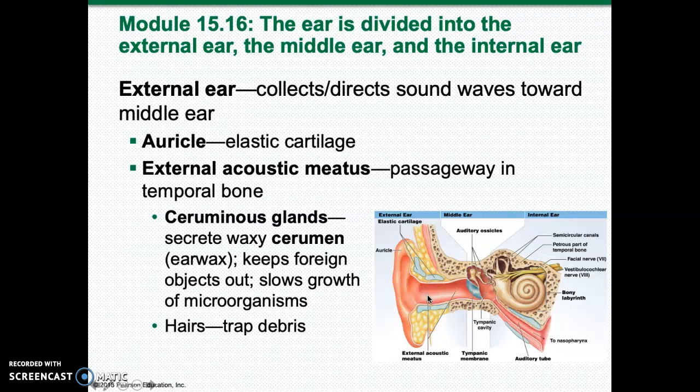Inside here we'll find glands called ceruminous glands, and they secrete earwax or cerumen, and this earwax keeps foreign particles out of the ear and slows growth of bacteria. And hairs are also present here. In the external acoustic meatus, the hairs will trap any debris getting in. And so you can see that the external acoustic meatus will go to this blue object here, the tympanic membrane.